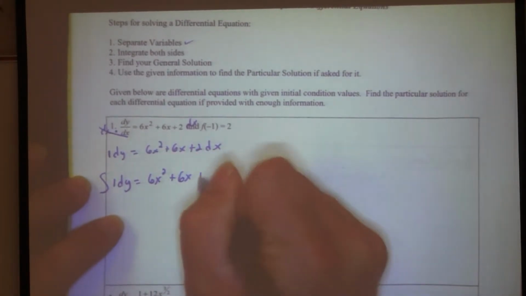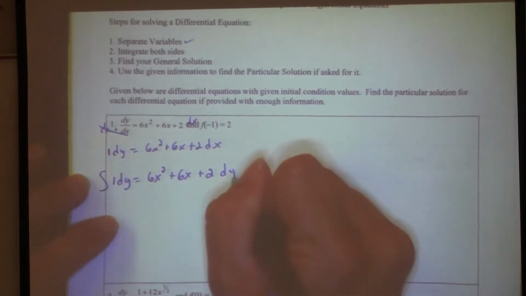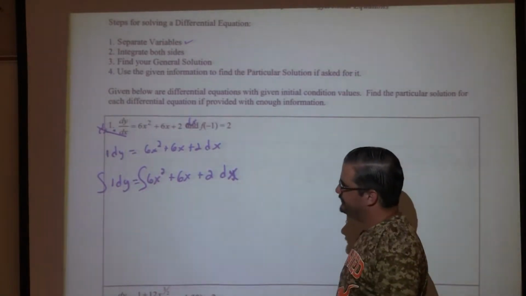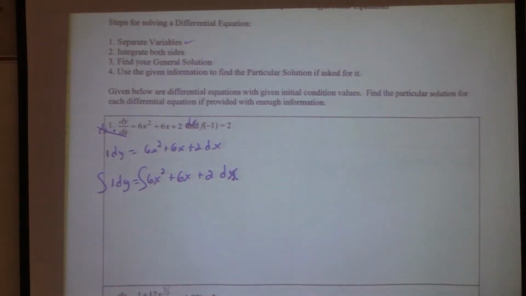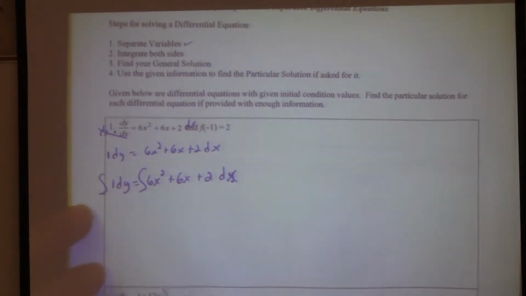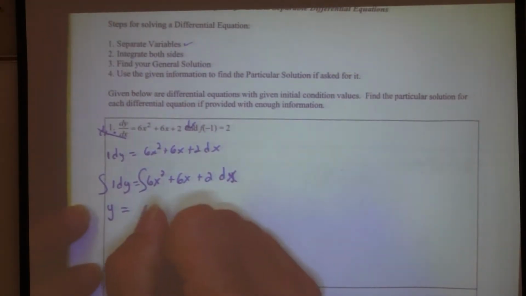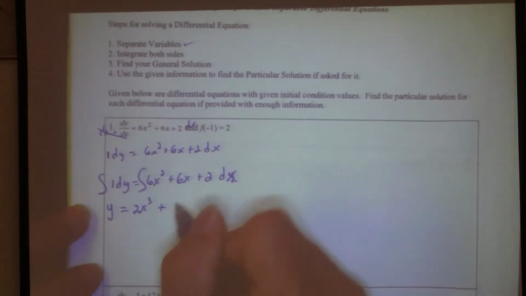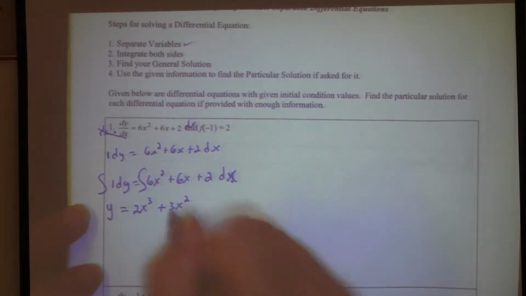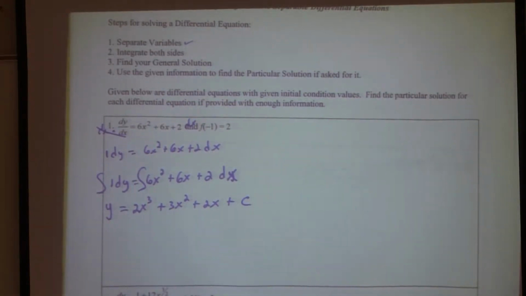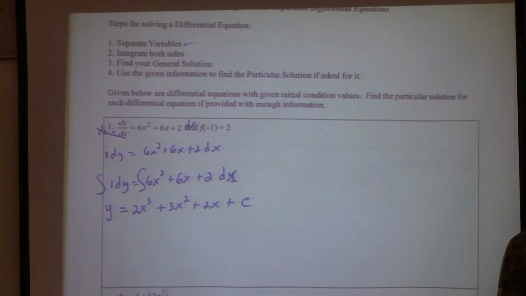Remember, the whole point of this problem is to find out what the original equation was. What was y? I want to make it y equals, not dy dx equals. So what do I get if I integrate 1 with respect to y? Y. Okay, now integrate the other side. X to the third, divide by 3. 6 divided by 3 is 2. Plus x to the second, divide by 2, so we get 3. Plus 2x plus 1 big C for both sides, even though I integrated twice. Are we okay? They're not going to take off points because you didn't put plus C and plus C on both sides.